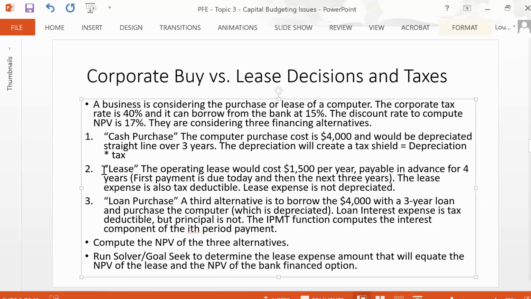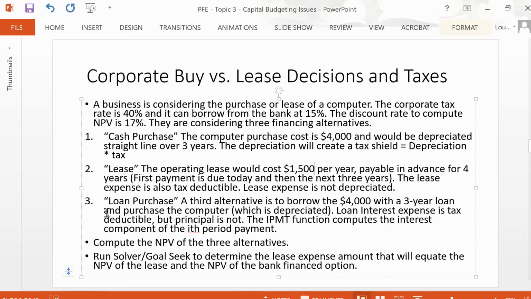However, you could lease it. And if you lease it, the lease expense will be $1,500 payable today, and then payable for the next 3 years to operate it for three years. So it's actually 4 payments. However, this $1,500 is tax deductible. In other words, it's an expense. So my after-tax cost is going to be less. Now the last one's going to be a little more difficult.